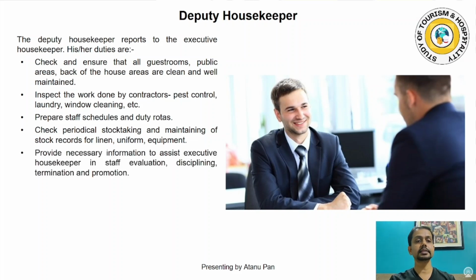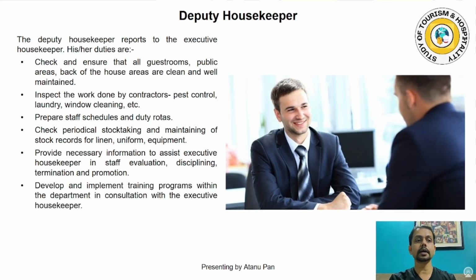Next, provide necessary information to assist the executive housekeeper in staff evaluation, then disciplining, terminating, and promotion. Actually, the deputy housekeeper also helps the executive housekeeper with all these things, like recruiting of the staff, maintaining discipline in the department, and also terminating the staff and promoting the staff. The deputy housekeeper helps the executive housekeeper.